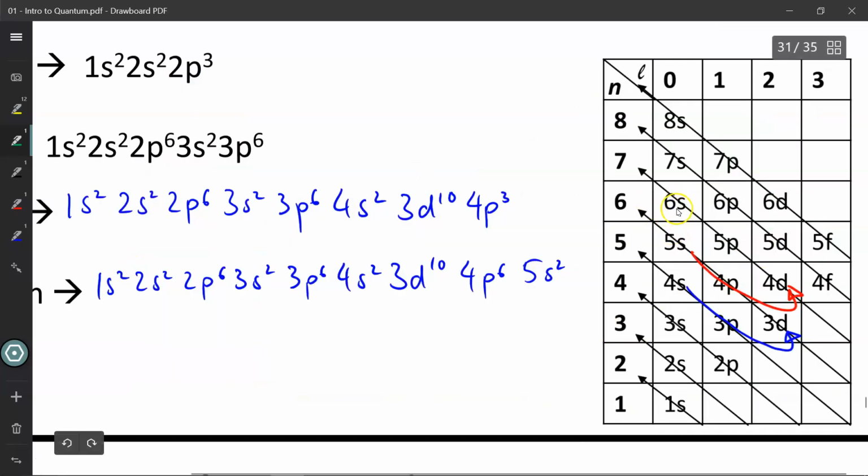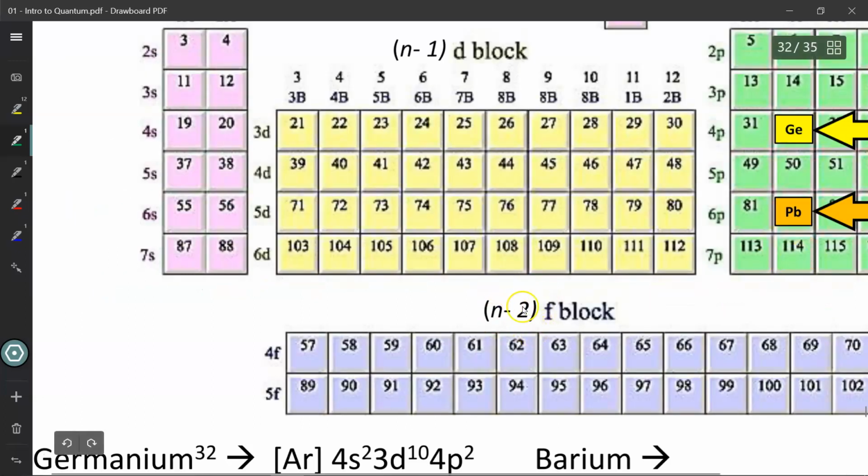And if we look back over here, s orbitals are always 2 energy levels ahead of the f orbitals. So over here, 7 would become a 5. And that's why it's an n-2 block. Alright, so after 6s, it's followed by 4f.